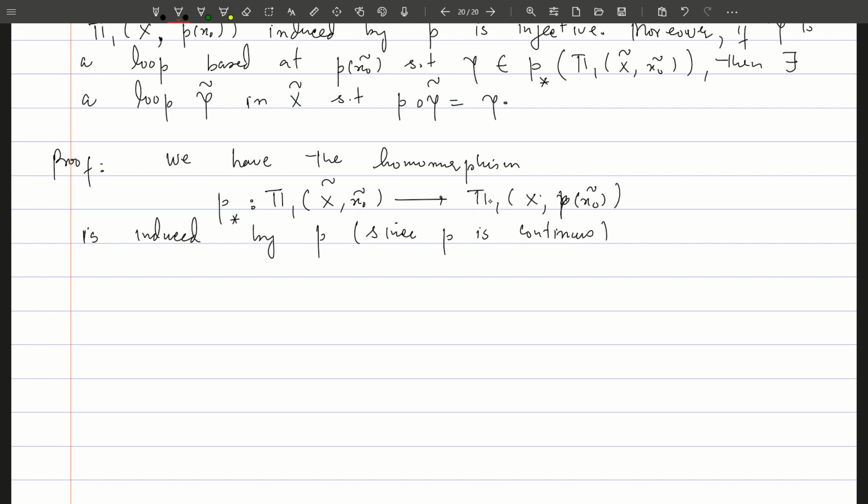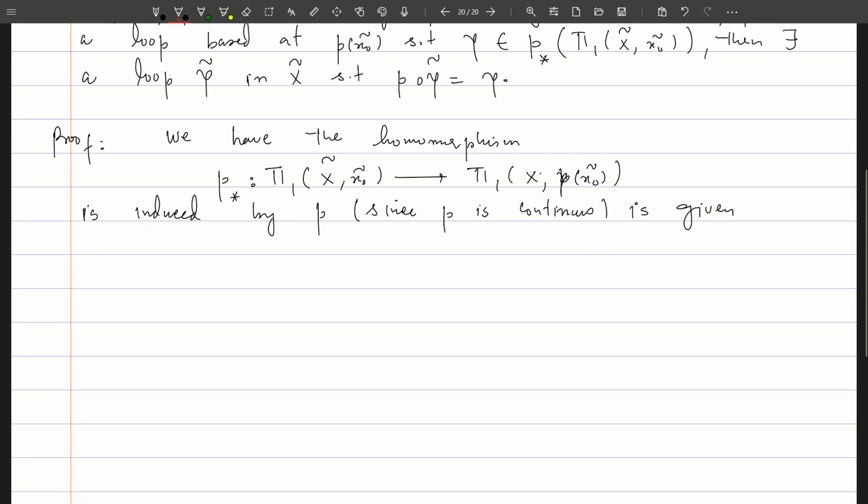So this homomorphism is given as: we have the homomorphism P star between these two groups, which is induced by P, given as: this P star takes the homotopy class of F and maps it to the homotopy class of P composed with F.